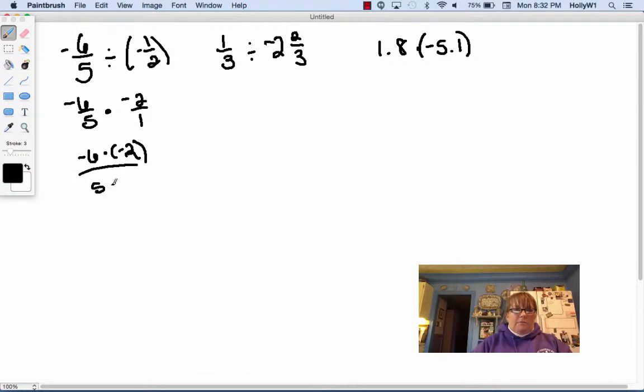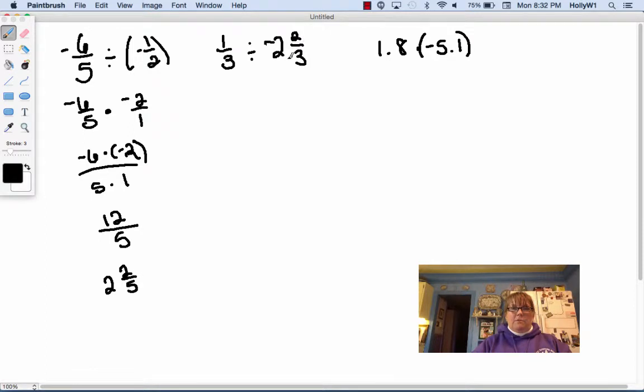Over 5 times 1. So -6 times a -2 is 12, positive, and 5 times 1 is still 5. So that gives us 12 fifths, and if we change that from an improper fraction to a mixed number, 5 goes into 12 twice. That gives us 10. So we have 2 left over, 2 and 2 fifths. And if we check the sign, it was a negative times a negative, which gives us a positive, and this is a positive result. Okay, let's move on to this.